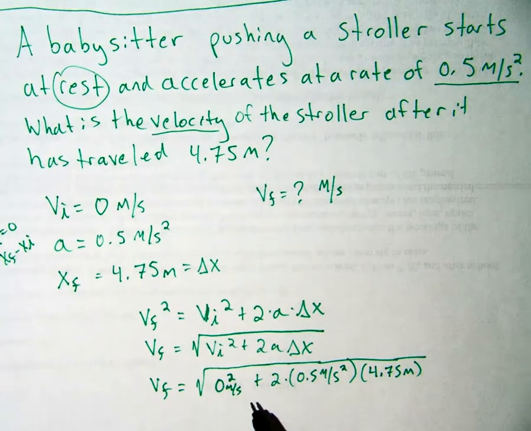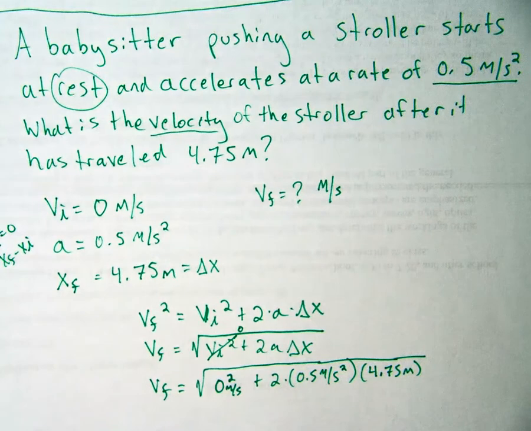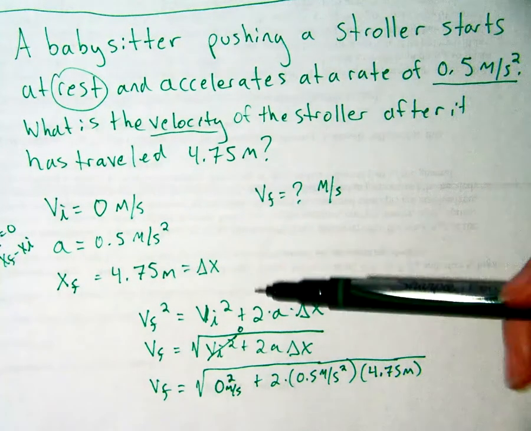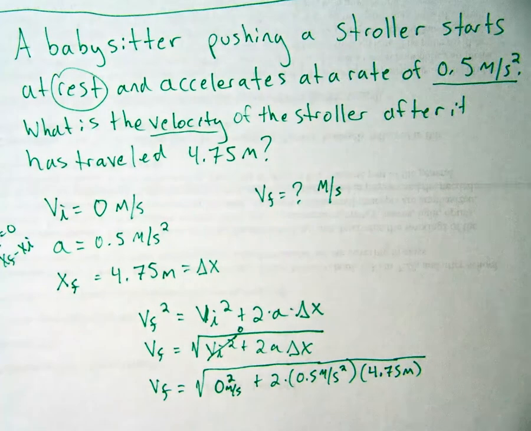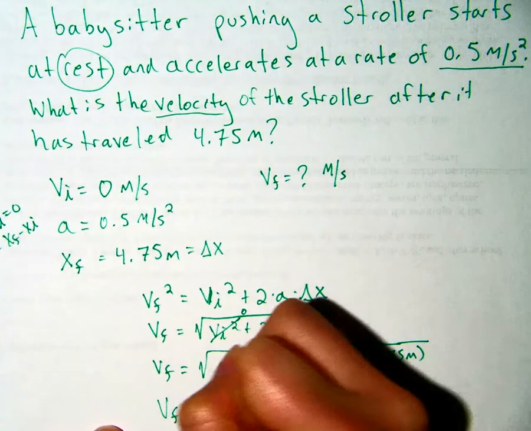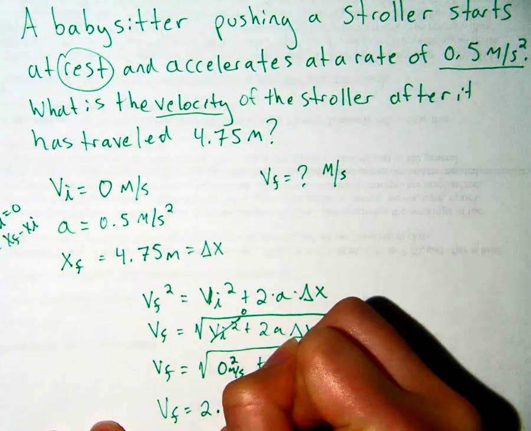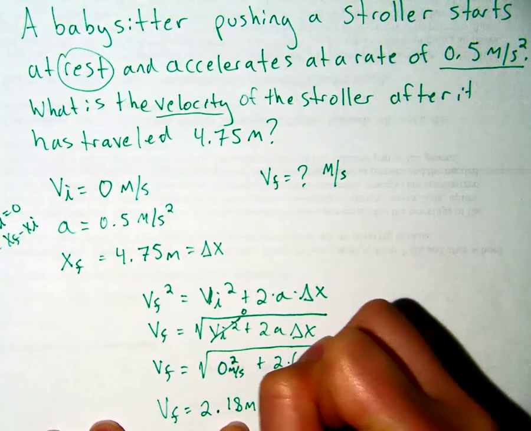Now, because this value is 0, you didn't have to write the 0 out. You could have just crossed it off and said that the 0, just like so. You don't have to plug that value in to receive full credit, but as long as you understand that you are crossing it off because it is a value of 0. And then after we plug this into a calculator, we get that our final velocity is equal to 2.18 meters per second.